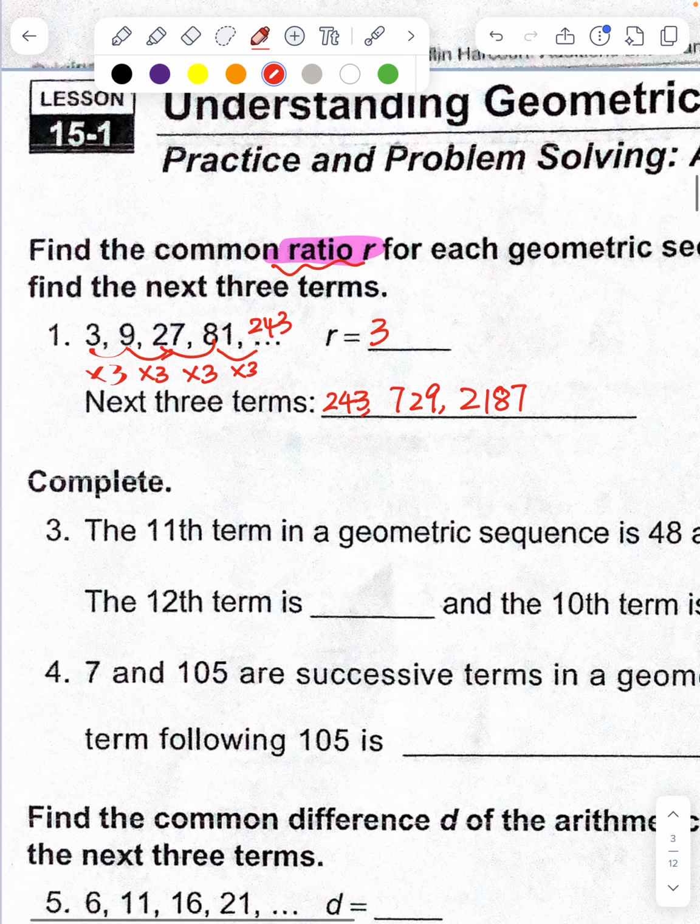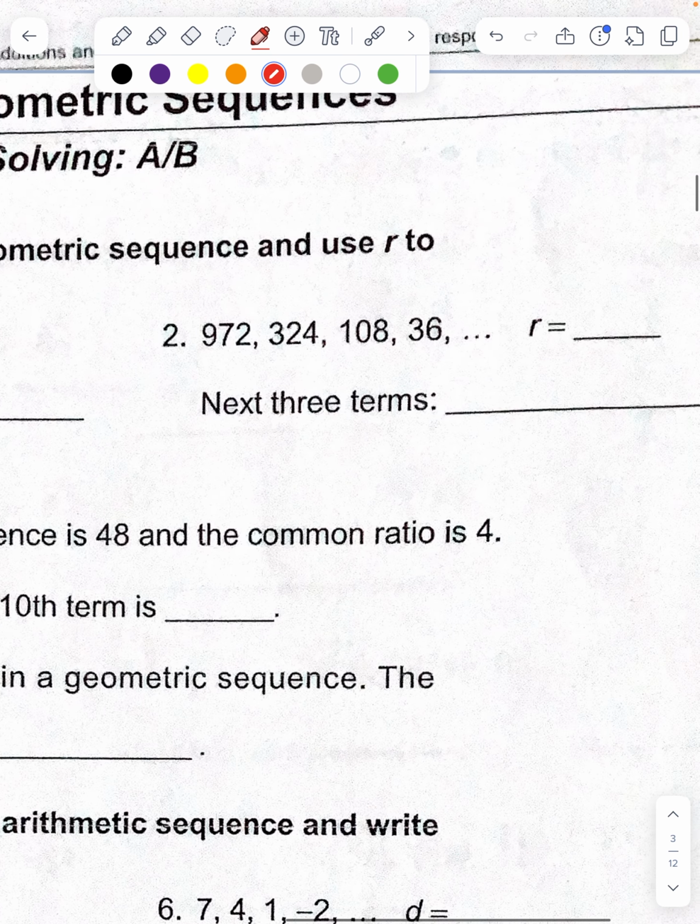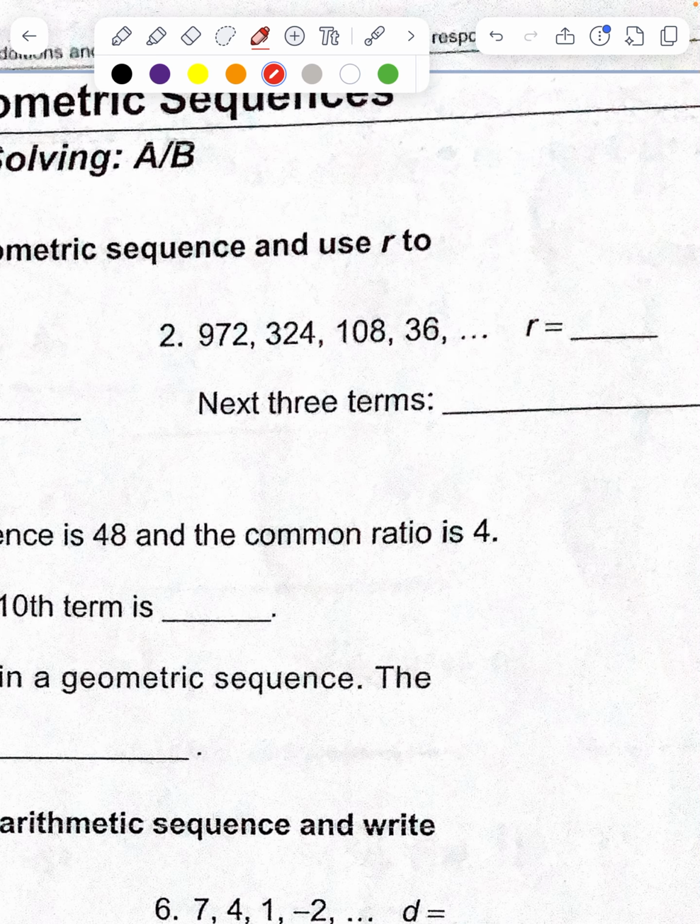Okay, number 2, the common ratio. The numbers are getting smaller. So 900 multiplied by what number becomes 324? Sometimes the numbers are too big and it's hard to figure out the common ratio. We can use any two numbers, but not the first one. Maybe I'm going to use the second one.